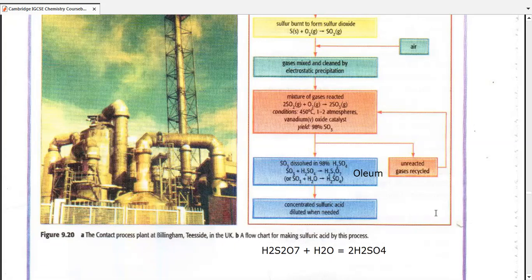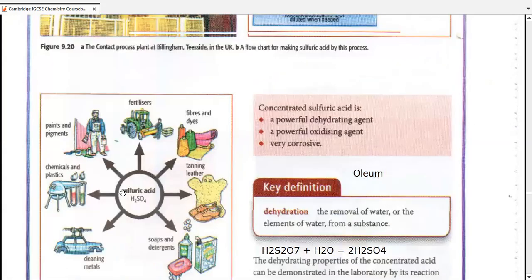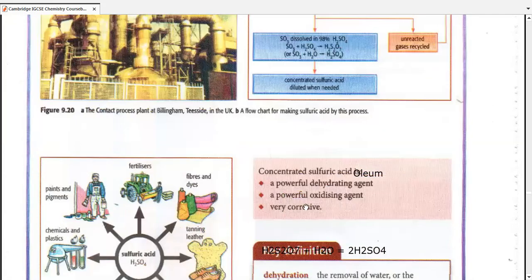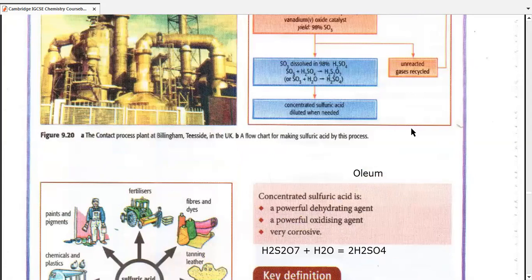The rest uses of this process, sulfuric acid, there is a whole big diagram given on so many things that are made out of sulfuric acid. However, the properties of concentrated sulfuric acid is something we are going to do tomorrow. We have hardly 10 seconds left, so if you have any questions, you may ask them on WhatsApp or you may ask them tomorrow.